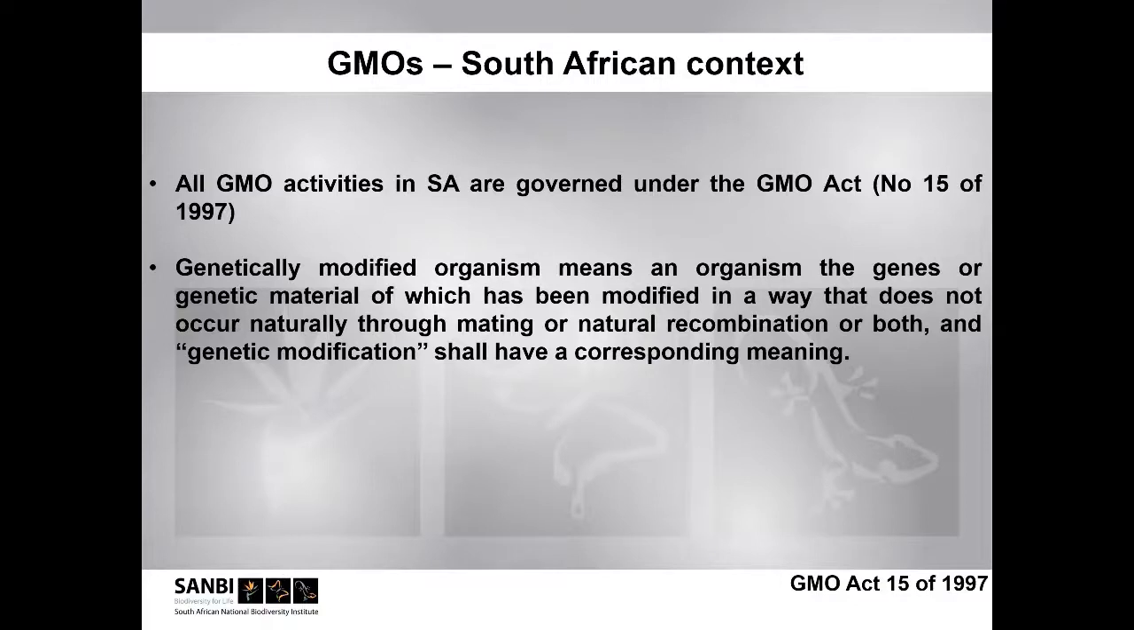So it just simply says that genetically modified organisms means an organism whereby the genes or the genetic material of which has been modified in a way that does not occur naturally through mating or natural combination or both. So you can see this is right away almost a copy and paste from the Cartagena Protocol. And it's not surprising because South Africa is also a party to the convention or the CBD. And Barbara did say in the opening that I have over about 4 years been part of the department's negotiating and leading a delegation when it comes to the CBD participation each and every year.